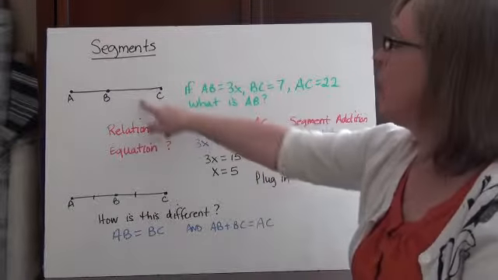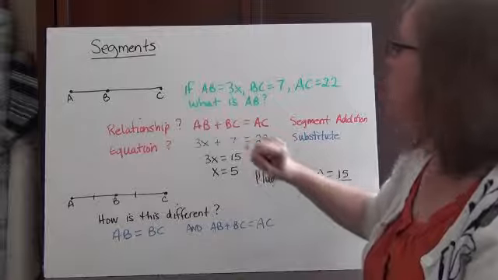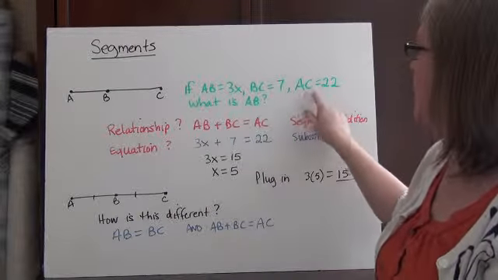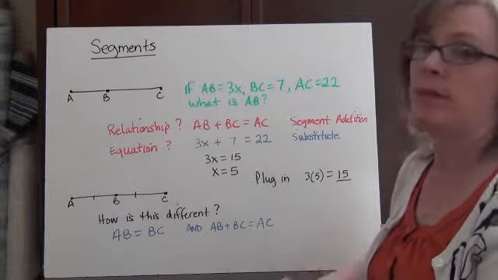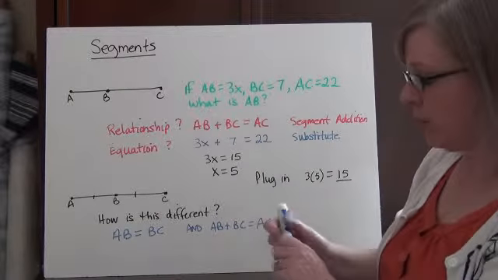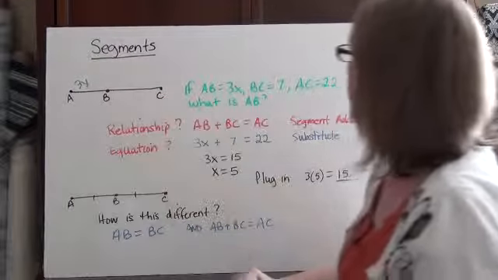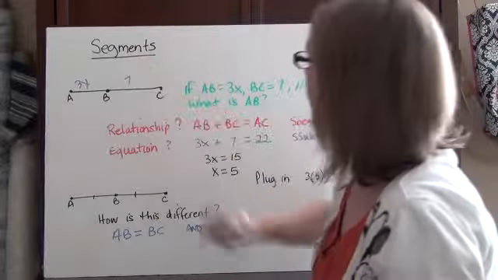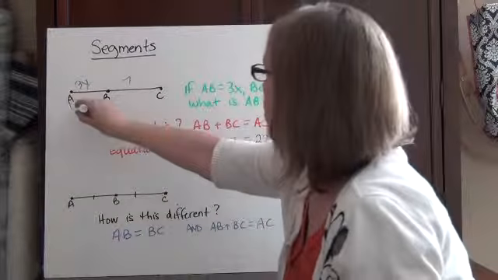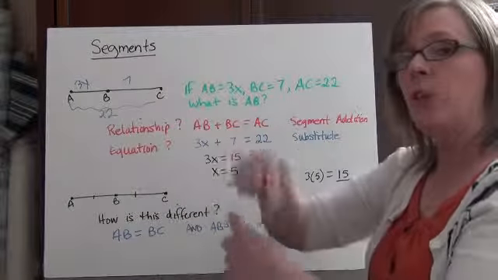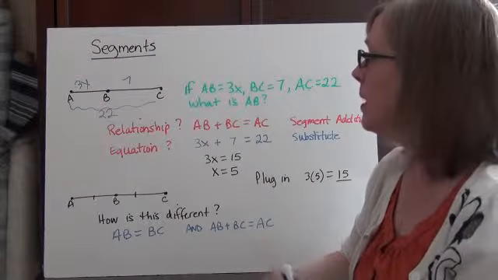So for example, we have a segment ABC. Okay? If AB equals 3x, BC equals 7, and AC equals 22, what is AB? Well, first of all, I like to mark things up. If AB equals 3x, I'm going to write a 3x right there. If BC equals 7, I'm going to write that right there. And AC, the whole thing, equals 22. It keeps me from putting the wrong thing in the wrong place and making a mistake.